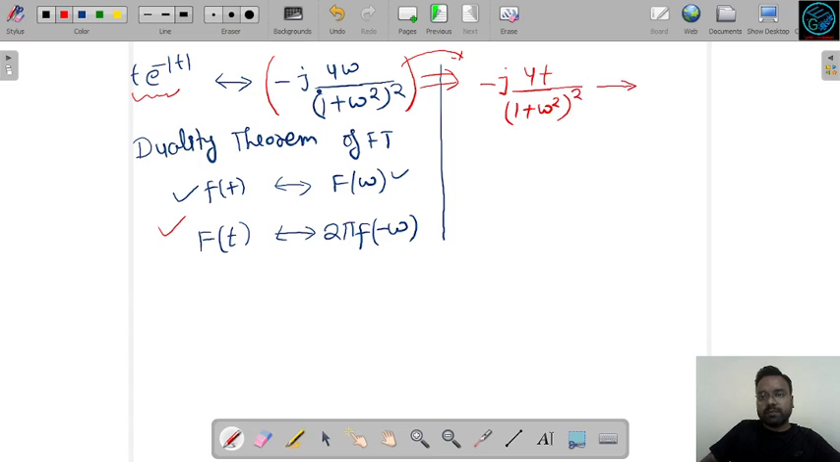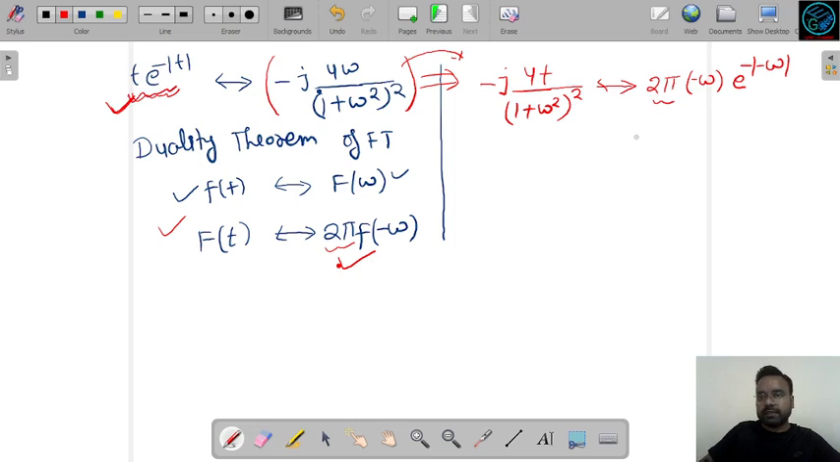Now the Fourier transform of this signal will be what? This becomes 2 pi, and replace this time domain signal with t as minus omega. So replace t with minus omega. 2 pi, minus omega, e to the power minus mod of minus omega. This property gives 2 pi f of minus omega. So just replace the time domain signal with t as minus omega, into 2 pi. So t with minus omega, that means minus omega e to the power minus mod of omega.